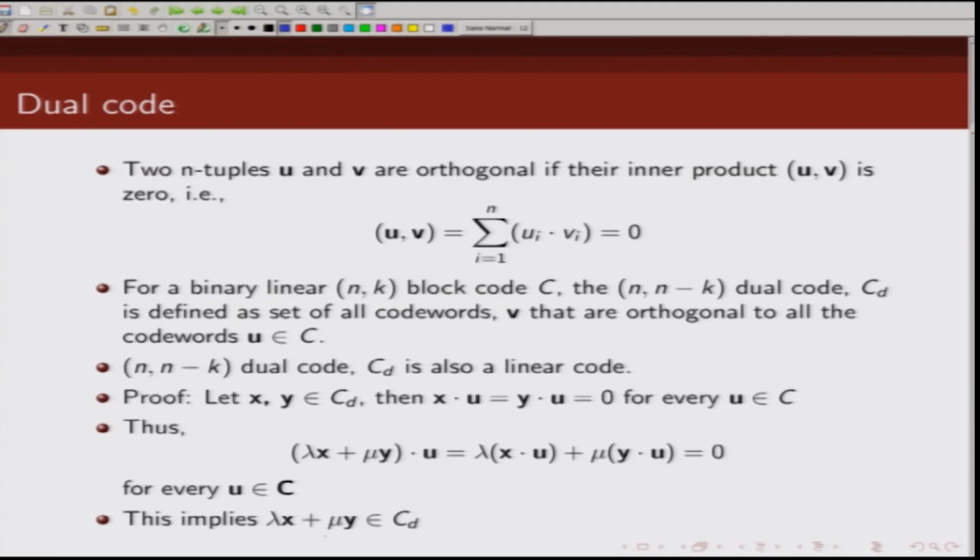And why does this belong to the dual code? That is because this is orthogonal to the code word u which belongs to C, and since this is orthogonal to a code word which belongs to C, it must belong to the dual code.